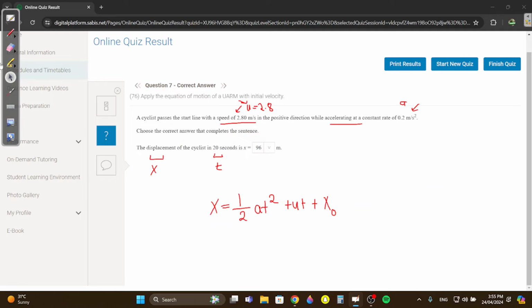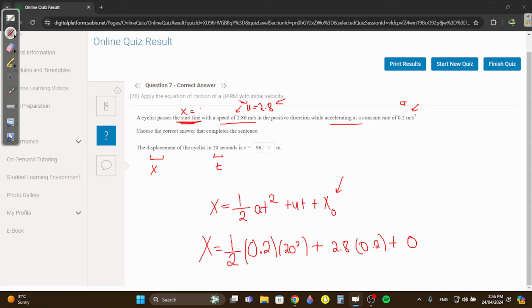Okay, x equals half at squared plus ut plus x node. Okay, x is going to be half acceleration 0.2 times t squared, so 20 squared, plus ut, which is 2.8, because u, we said, is 2.8, started at 2.8. U is the initial velocity, times the time, which is 20, plus 0, because x node is 0. The initial, where are we starting? The initial displacement. Since we're starting at the start line, that means x equals 0 at the start. Okay, so if you put it on a calculator, you get 96.